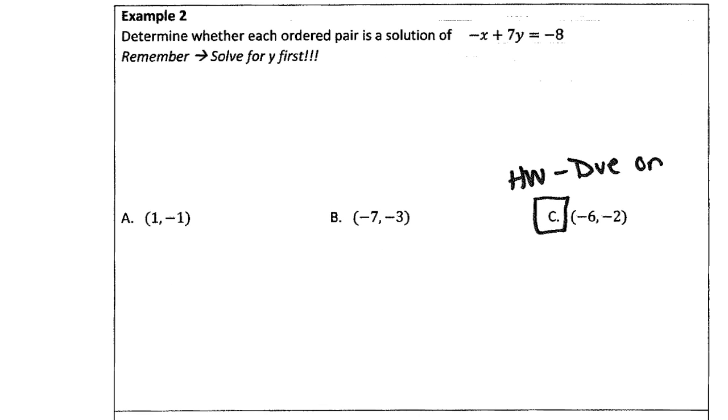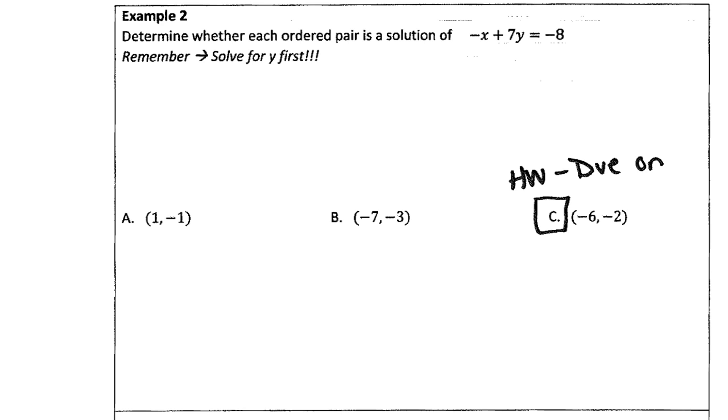All right, determine whether each ordered pair is a solution of that. Remember, we have to make sure that we solve for y first, just like from 4.1. Y has to be alone in order to determine anything. So let's first start by solving for y.